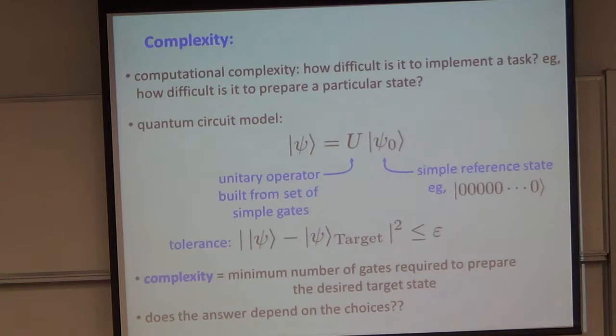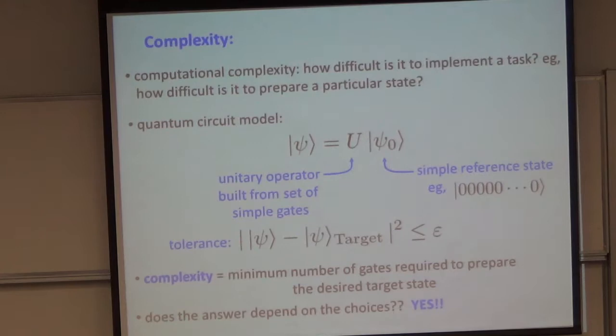Now, one of the things you might ask is, it seems like in my description, I was saying we had to make a lot of different choices. And so you might make different choices than I do. Say, for the reference state, you might pick a different tolerance. Depending on our backgrounds, we may choose different sets of gates with which to build our circuits. And so a natural question is, is the answer we're going to get for the complexity going to depend on those different choices? And the answer is, of course it does. It's clear that that's going to happen.